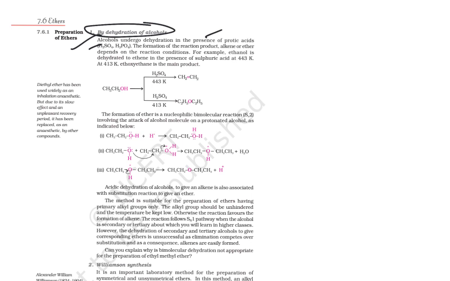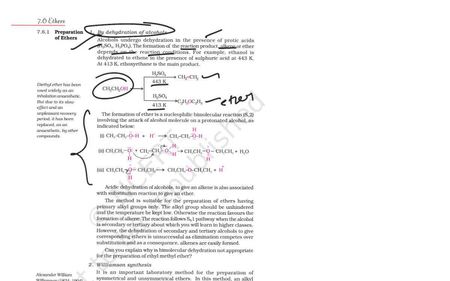The formation of the reaction product, alkene or ether, depends upon the reaction conditions. For example, ethanol undergoes dehydration at 443 Kelvin to give alkene, but at 413 Kelvin, this is also dehydration, but here there is a formation of ether.